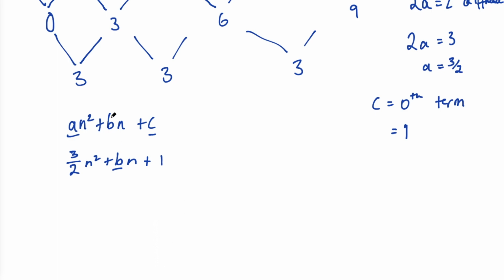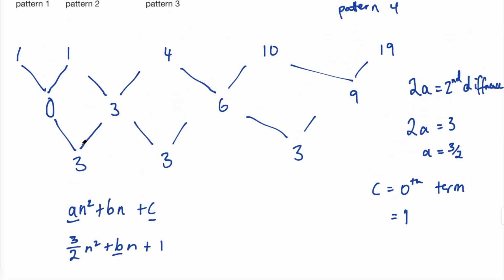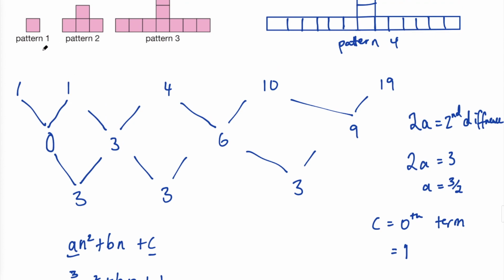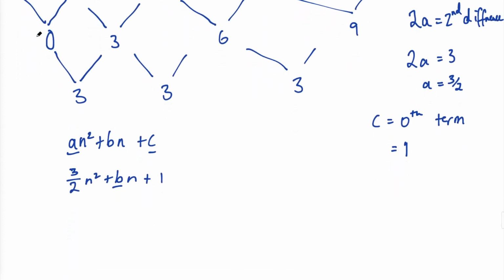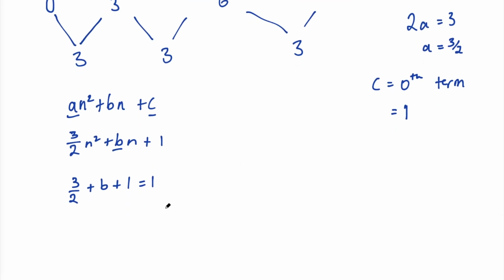c is 1. Okay, to work out b, we can plug in some information we already have. So let's say n equaled 1, and that's the first position in our pattern. We can use that actually to find b. So plug in 1 for n, we get 3 on 2 plus b plus 1 equals 1. We can solve for b. And here you need to remember how to solve equations. I have a video on solving equations if you want to check that out to remind yourself. Here we want to solve for b.